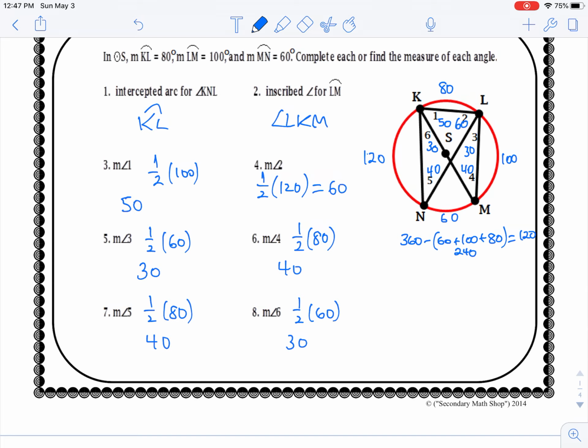So again, remember the relationship between the inscribed angle and the arc. The inscribed angle is 1/2 the arc, or the arc is 2 times the inscribed angle.